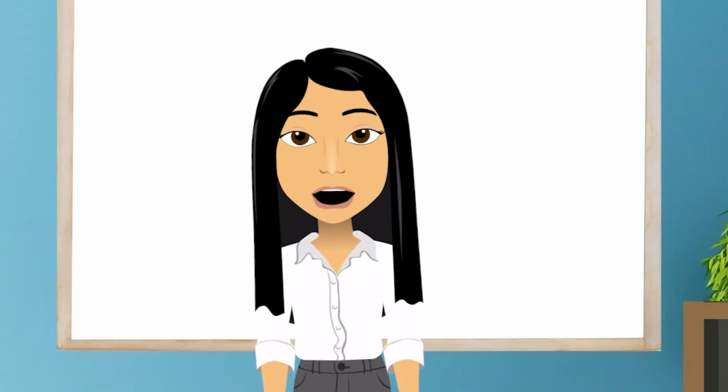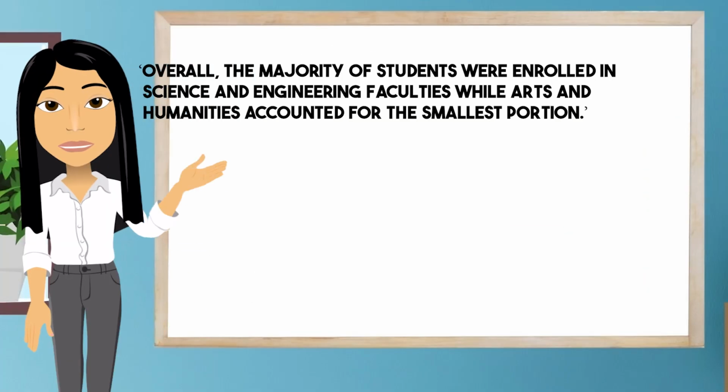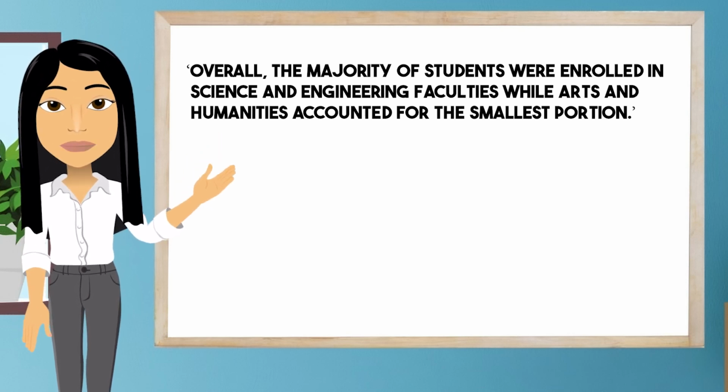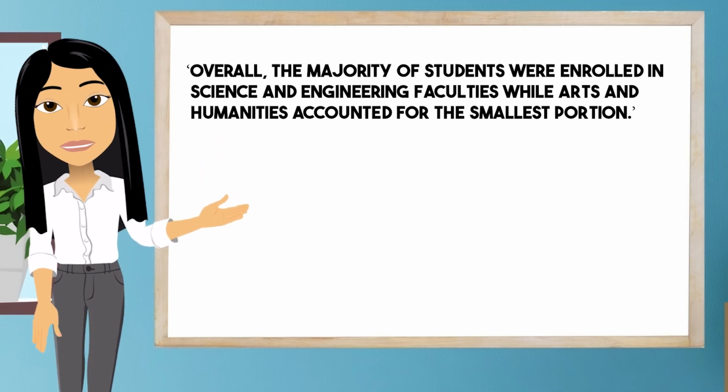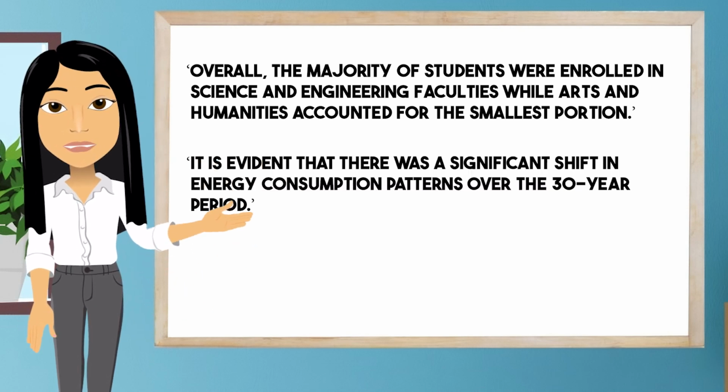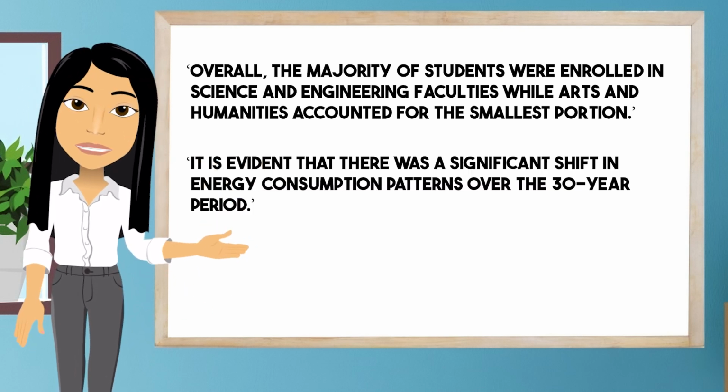Here are some examples of how this section can be written. Overall, the majority of students were enrolled in science and engineering faculties, while arts and humanities accounted for the smallest portion. It is evident that there was a significant shift in energy consumption patterns over the 30-year period.